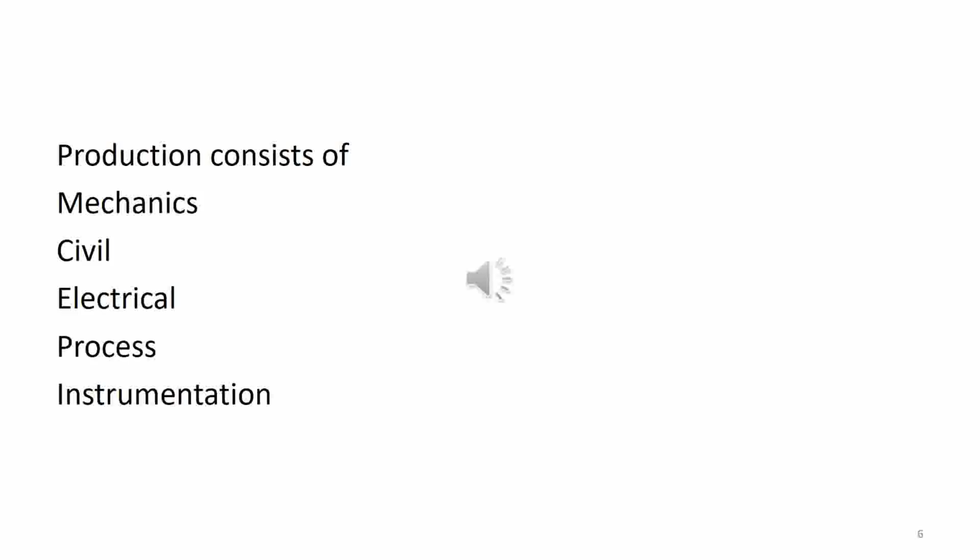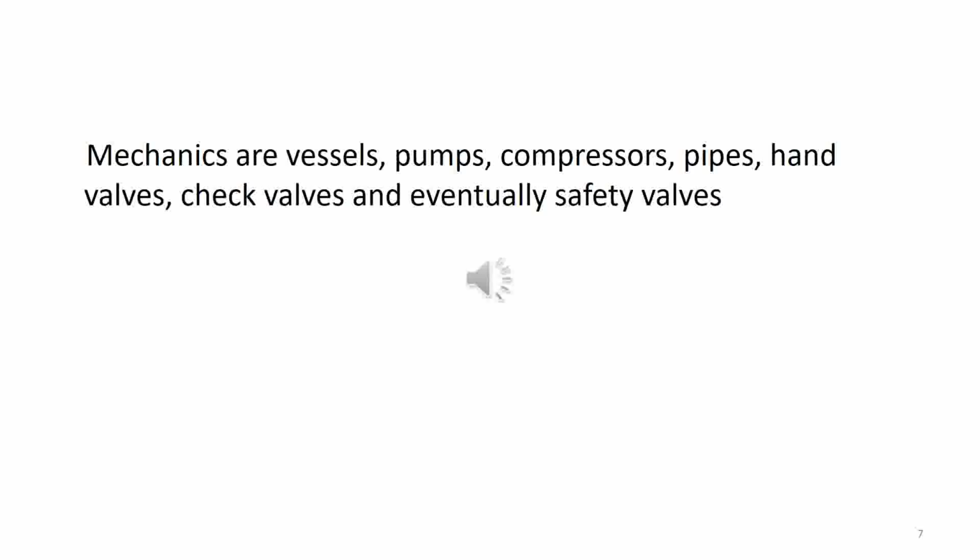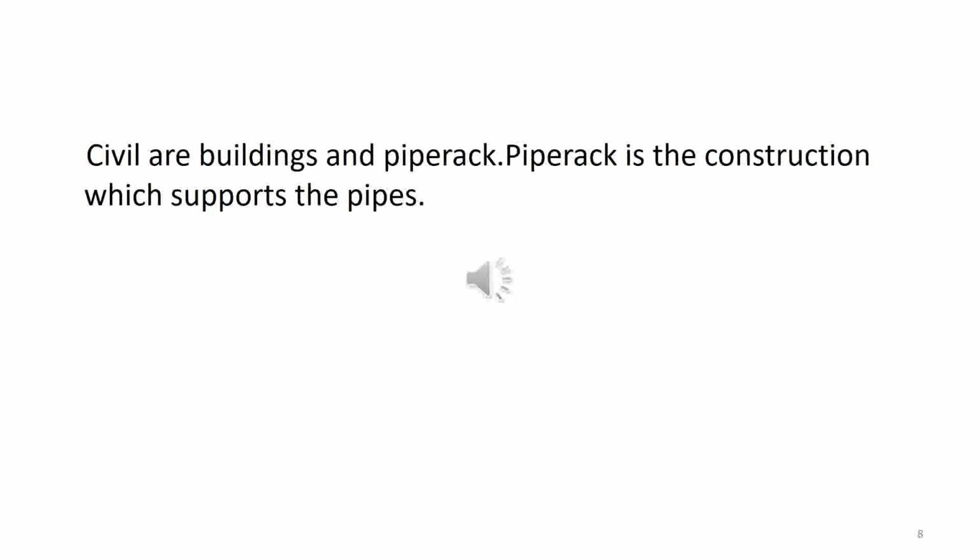Production consists of mechanics, civil, electrical, process and instrumentation. Mechanics are vessels, pumps, compressors, pipes, hand valves, check valves and eventually safety valves. Civil are buildings and pipe rack. Pipe rack is the construction which supports the pipes.